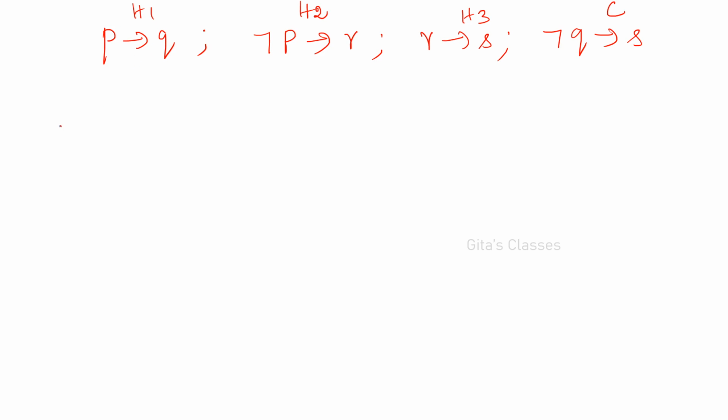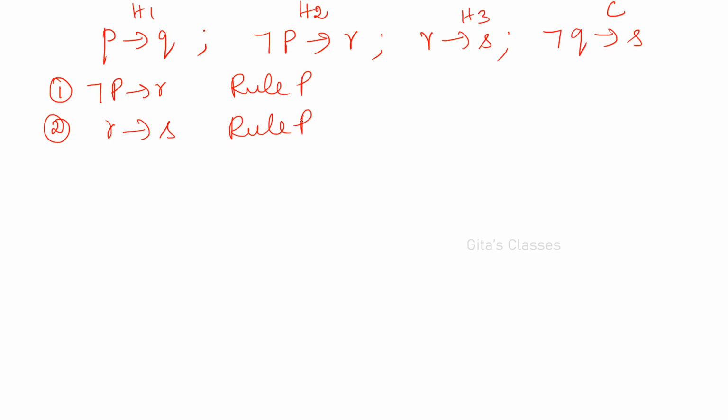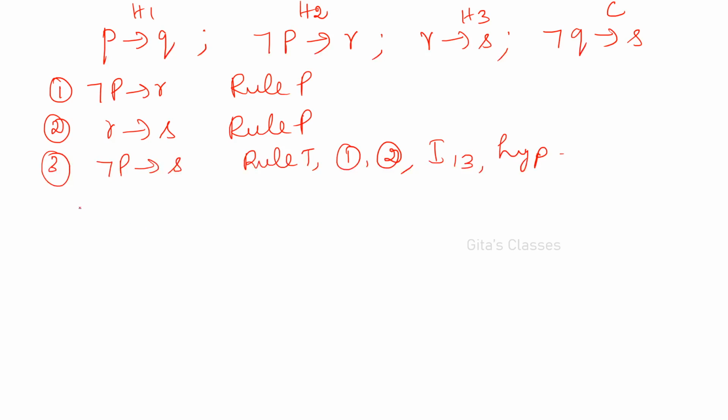So first let me introduce not P conditional R. So step number 1, not P conditional R, that is rule P. I am introducing a new premise. Second one, R conditional yes, I will introduce, that is rule P again. Then from not P conditional R and R conditional yes, we get not P conditional yes, that is rule T. I am introducing a formula from steps 1 and 2 and I13. Okay, that is hypothetical syllogism. Please write the name also.